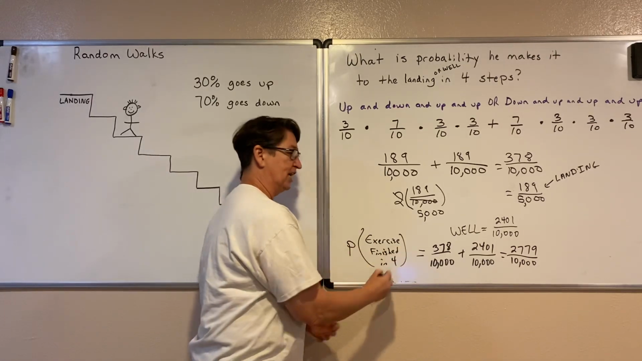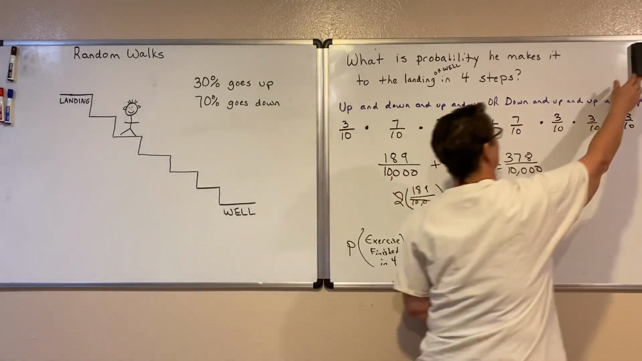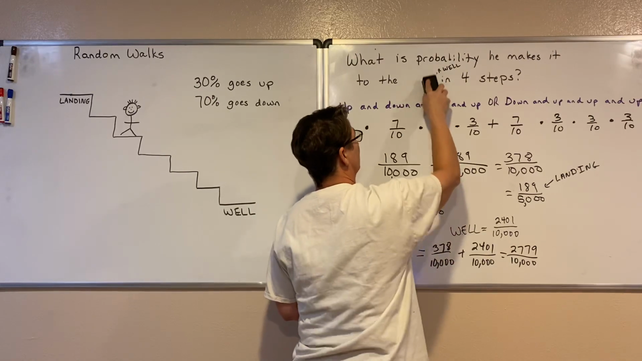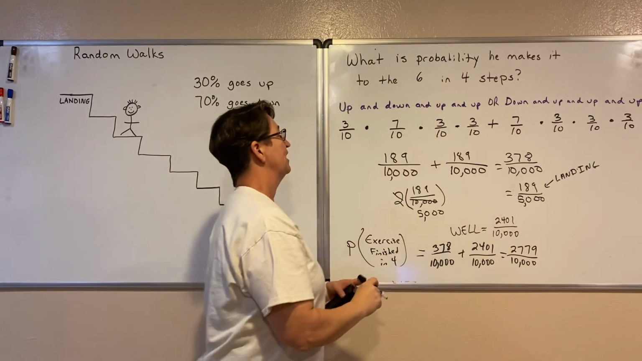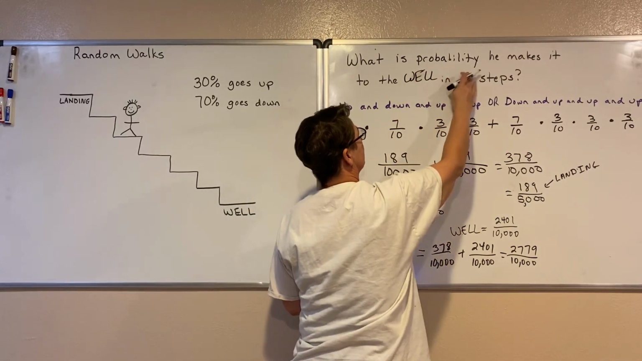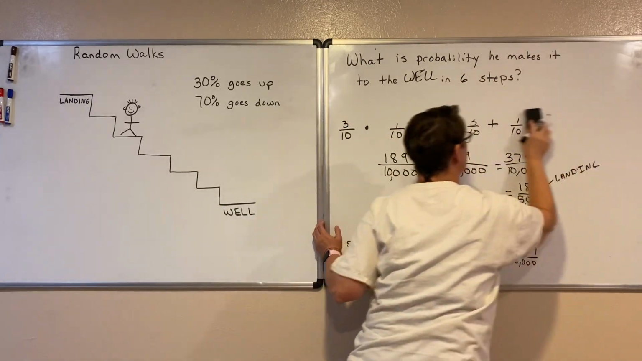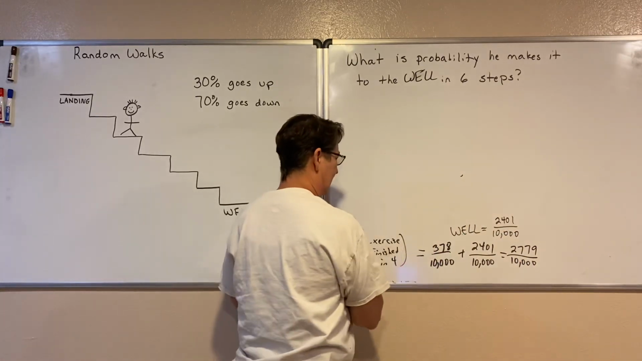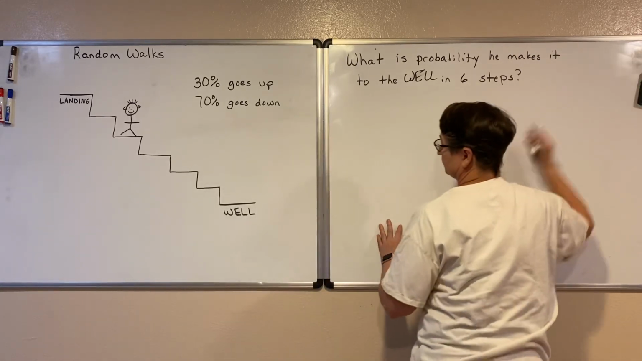Okay, let's change it up just a little bit. What about if he wants to work out for 6 steps and he wants to make it to the well in 6 steps? Then how could he make it to the well in 6 steps? Again, the best way to do this is to decide first in words how we're going to make it to the well in 6 steps.